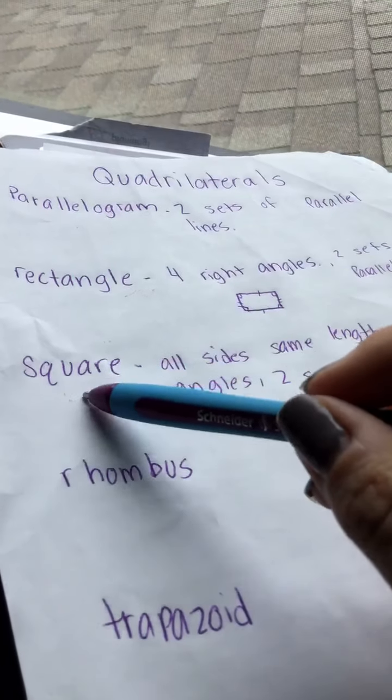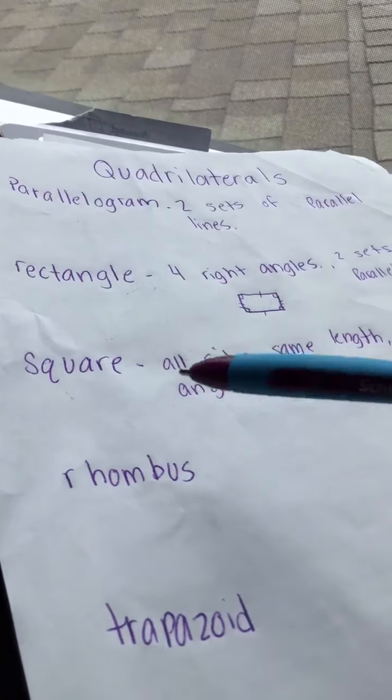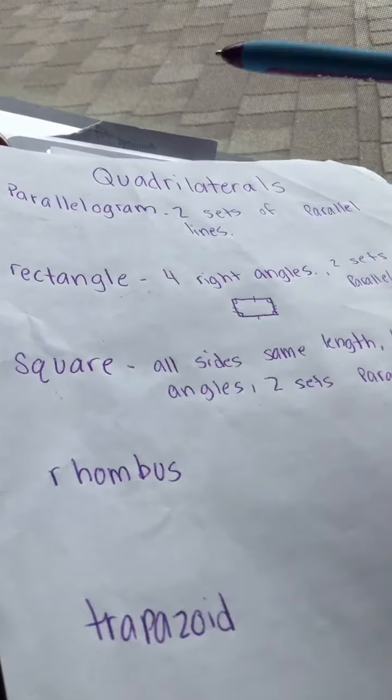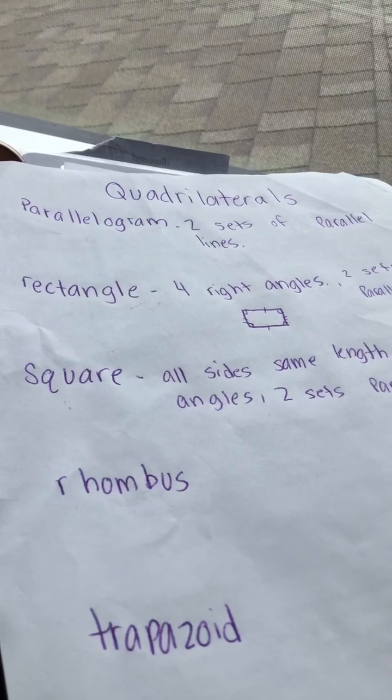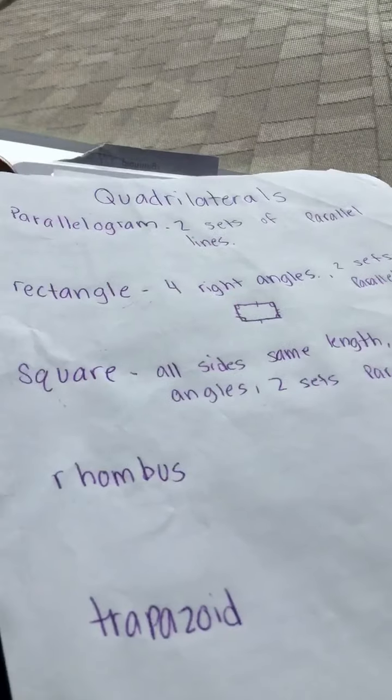Yes, it is. And then is a square also a type of parallelogram? Yes, it is. And all of these are quadrilaterals. What makes them a quadrilateral is they have four sides. 1, 2, 3, 4. All of them have four sides.